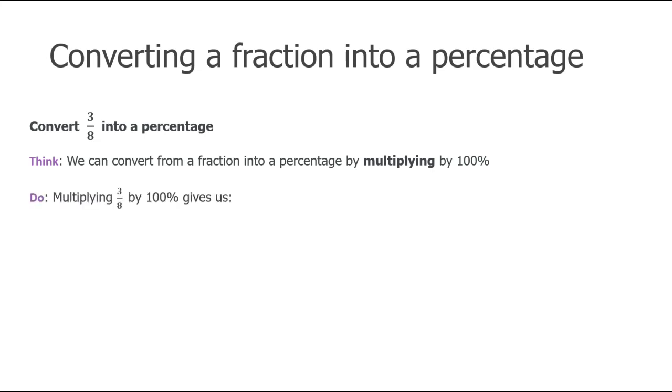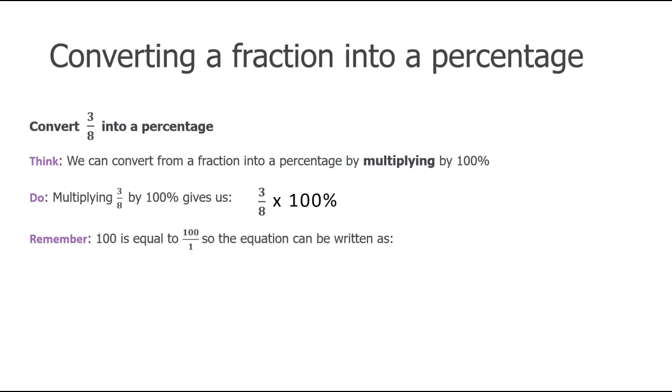If we write that out, multiplying 3 over 8 by 100% gives us 3 over 8 multiplied by 100%. It's actually the equation you need to write. Now, we need to remember that the number 100 as a fraction is 100 over 1. So any whole number is that number over 1, with 1 being our denominator. We now rewrite our equation as 3 over 8 multiplied by 100 over 1 with the percentage sign still at the end.